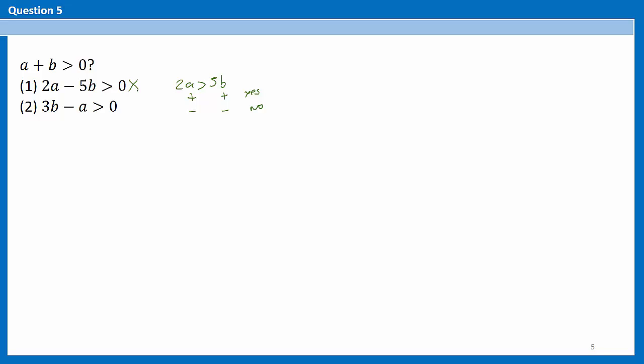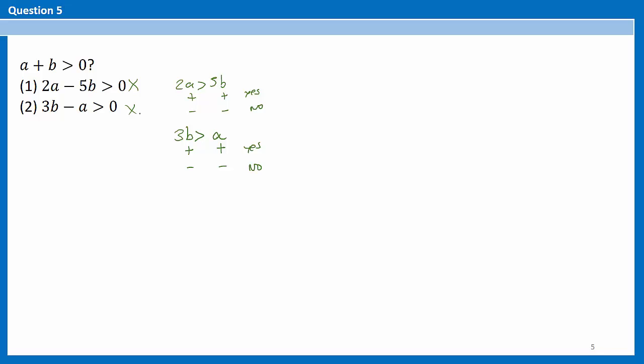Okay, now for statement 2, I have pretty much the same case. 3b greater than a. If a is positive, then b must be positive too. This answer is yes. And if a is negative, it could be that b might also be negative. It could be positive too, but I'm just gonna take the negative so that I can answer no and say that the statement is not sufficient.